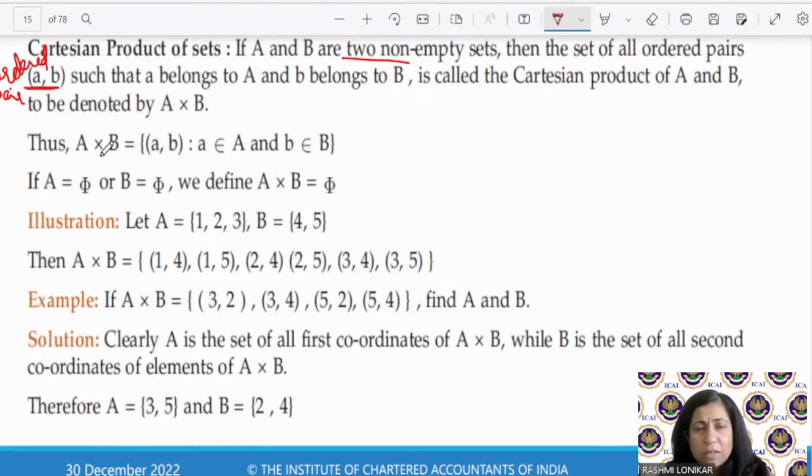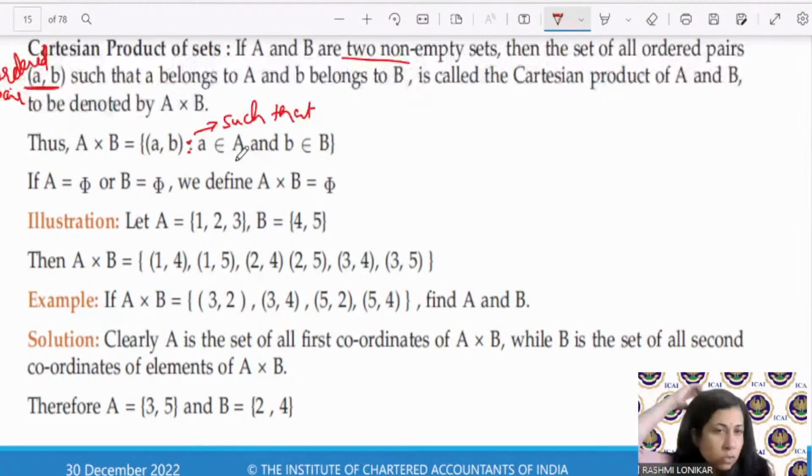How is it represented? A cross B is all the elements (a, b) such that a belongs to A. This dot means what? Such that element a belongs to set A and element b belongs to set B. Okay. If either of the sets is a null set, then A cross B will be a null set also.